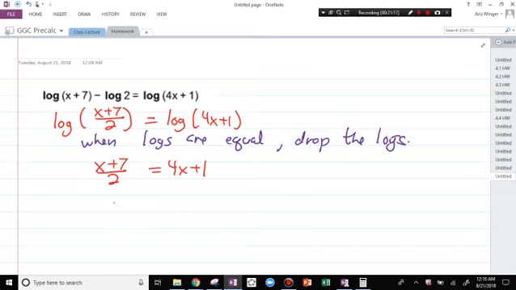Here we're going to multiply both sides by 2. x plus 7 equals 8x plus 2. Looks like we've got 7x equals 5. x is a funky 5 over 7.